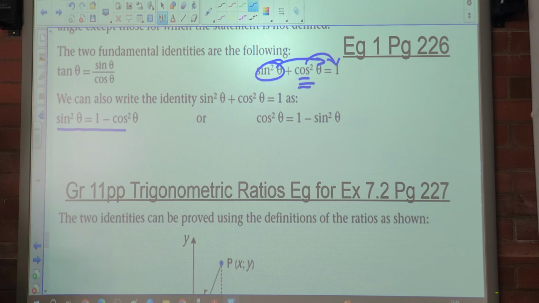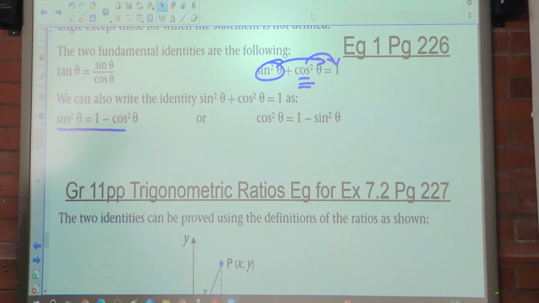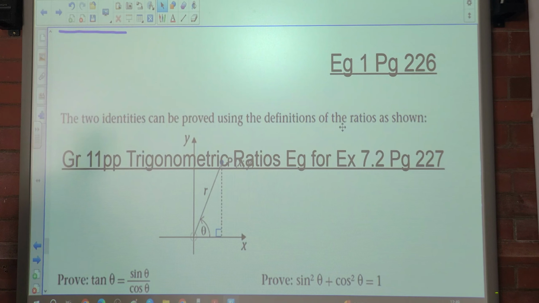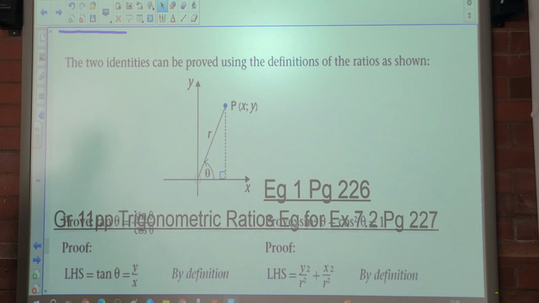Okay, I see they're calling it both fundamental. Okay. Fundamental is very important, okay? The basis of many things. Two identities can be proved using definition of ratios as shown.